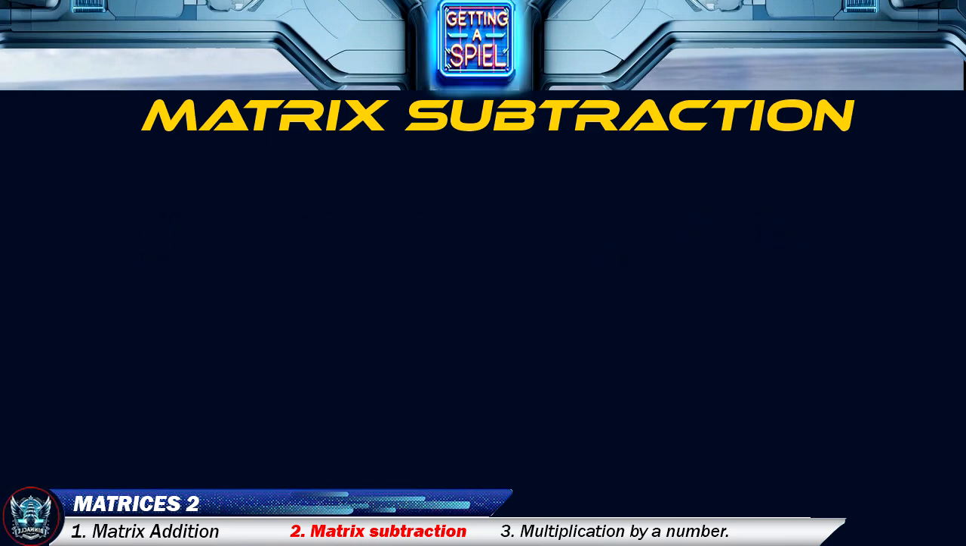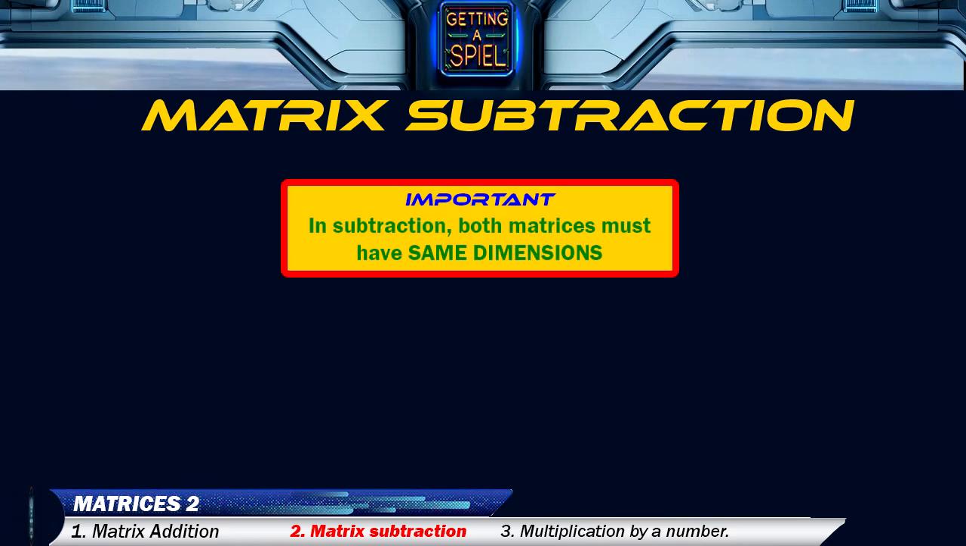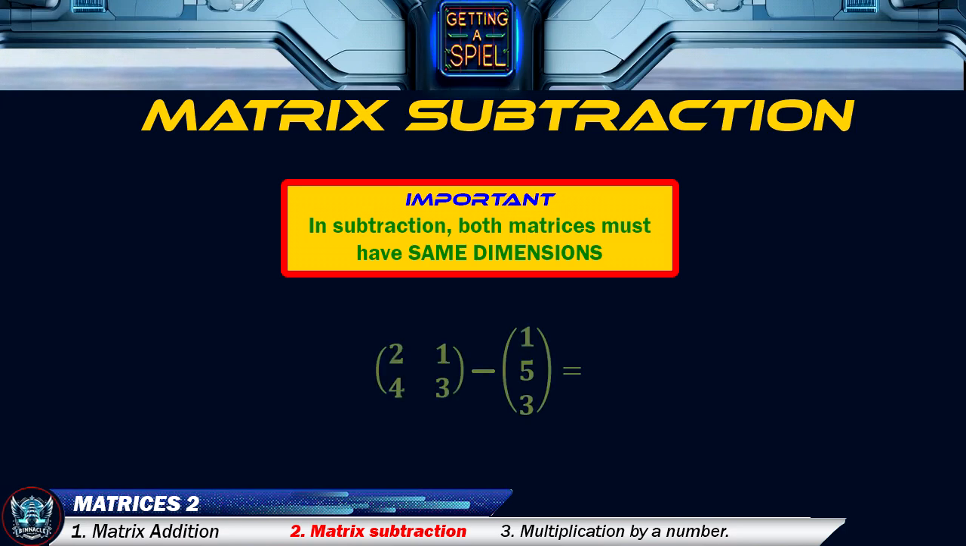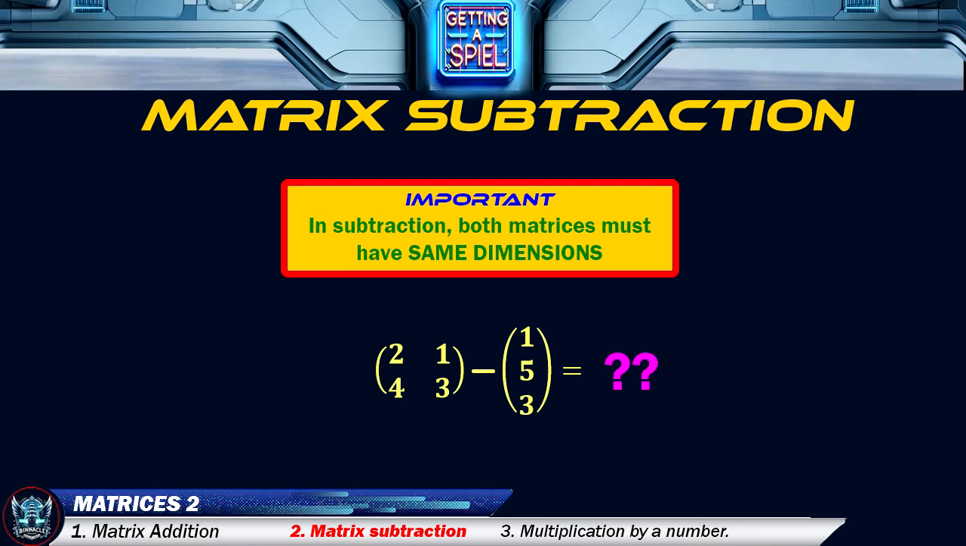Just like before with addition, and as you have surely realized by now, it is essential that to subtract two matrices, both must have the same dimension. If not, as you might be seeing in this other example, it is impossible to carry out the operation.